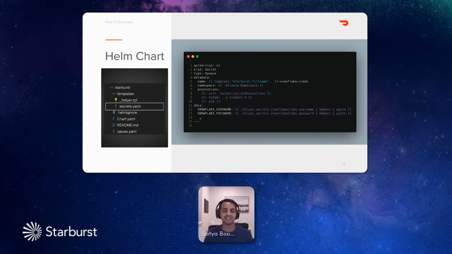And the third part is the secrets. We have the secret parts in the templates because most of our clusters do need these secrets, and they're automatically generated for every cluster and passed on to Kubernetes.